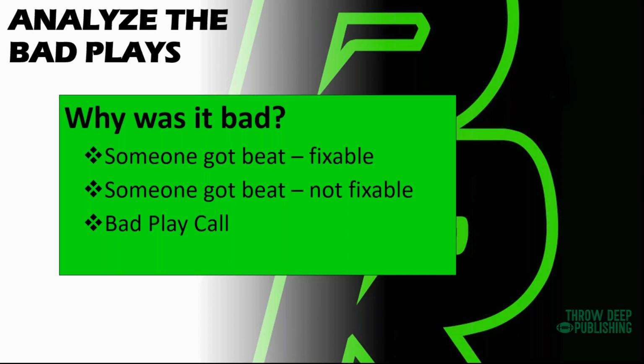Someone got beat that's fixable. This would be like, your lineman needs to step differently, maybe our hand placement, maybe we dropped the football, maybe missed a wide open read, something fairly simple, bad route, something we can fix. All those things get in that category. What caused the play to be bad? Something that we can fix. That's the good ones. That's the ones you want to fix. That's what you say, okay, well, that's what a coach can do. The next column would be something where somebody got beaten, it's not fixable.